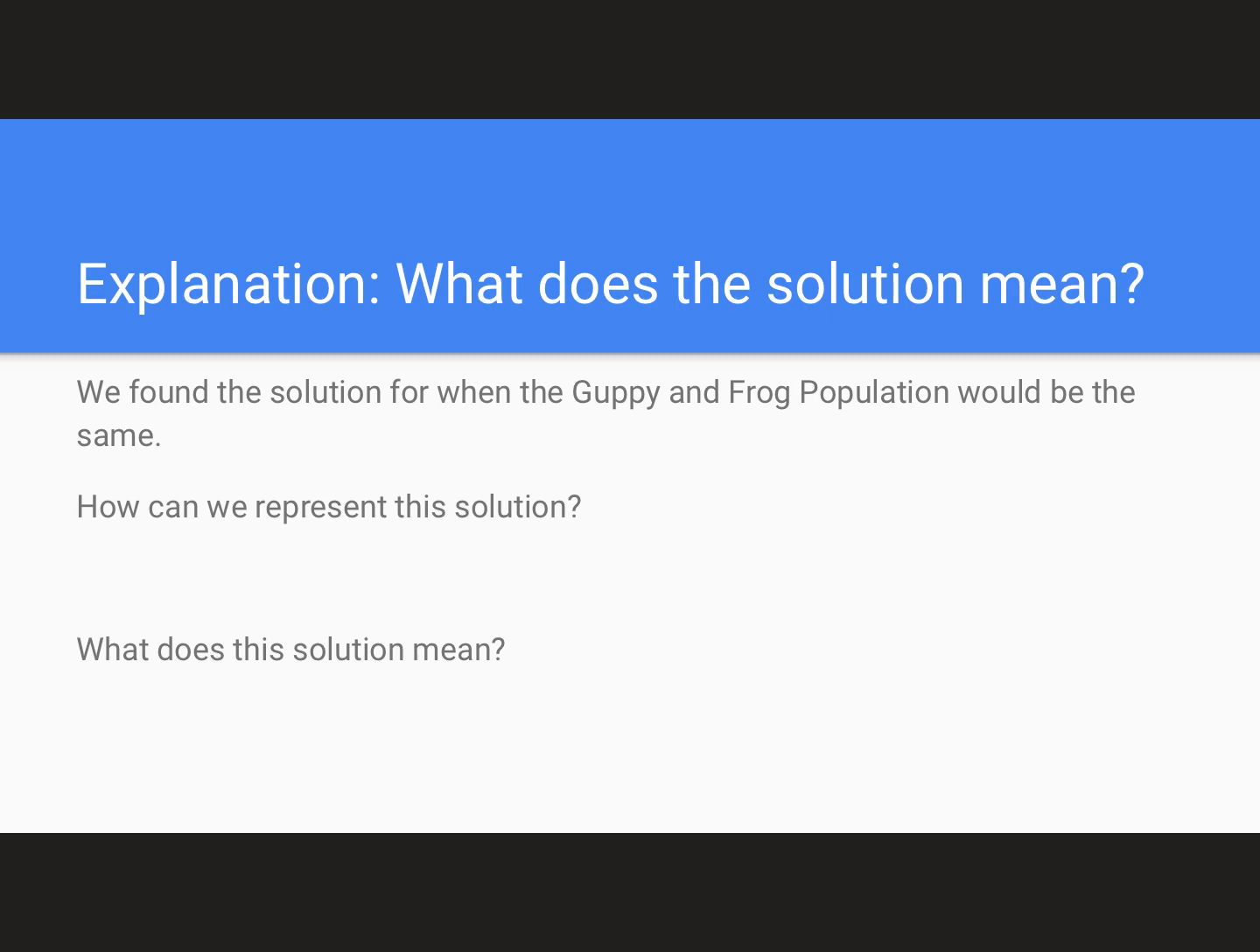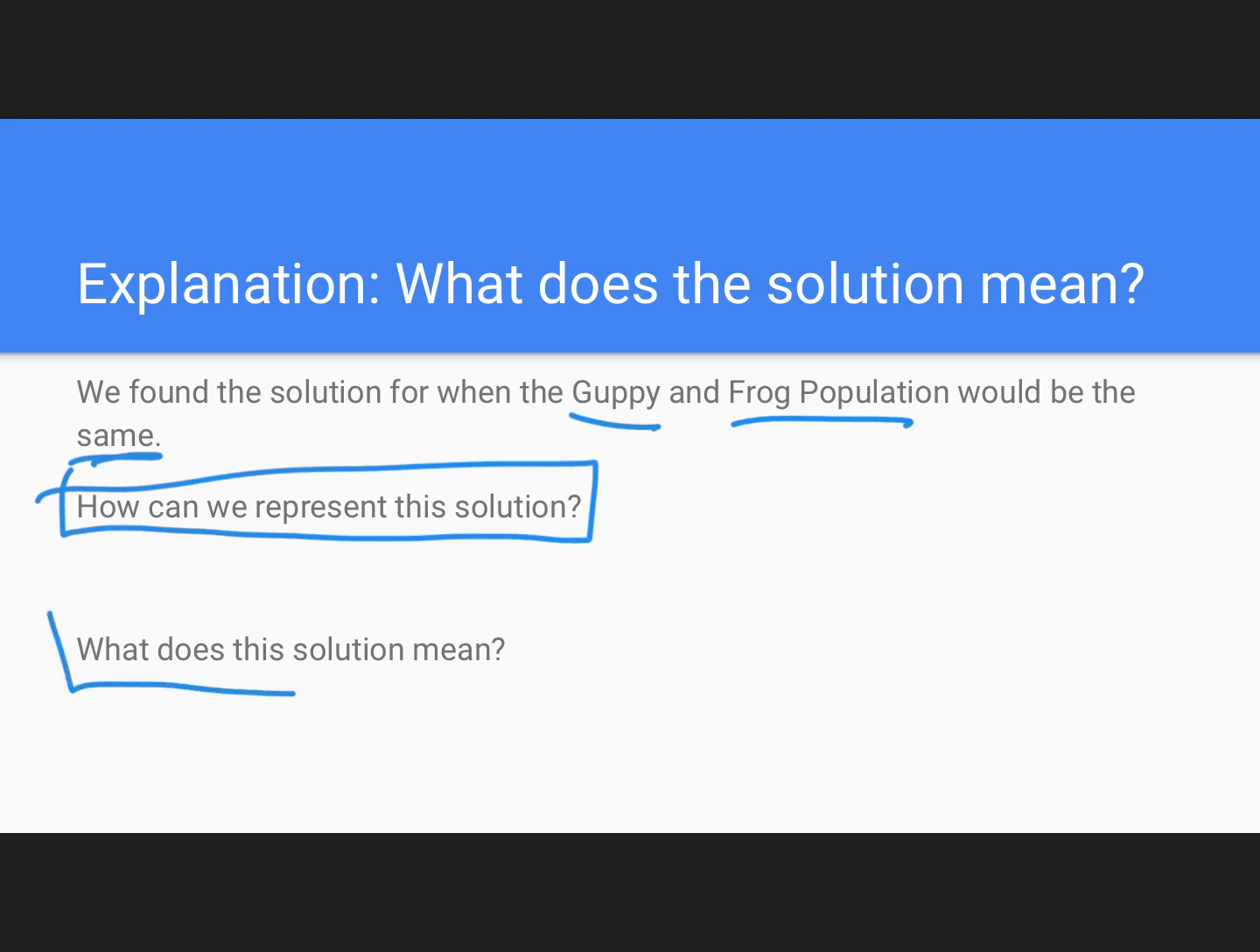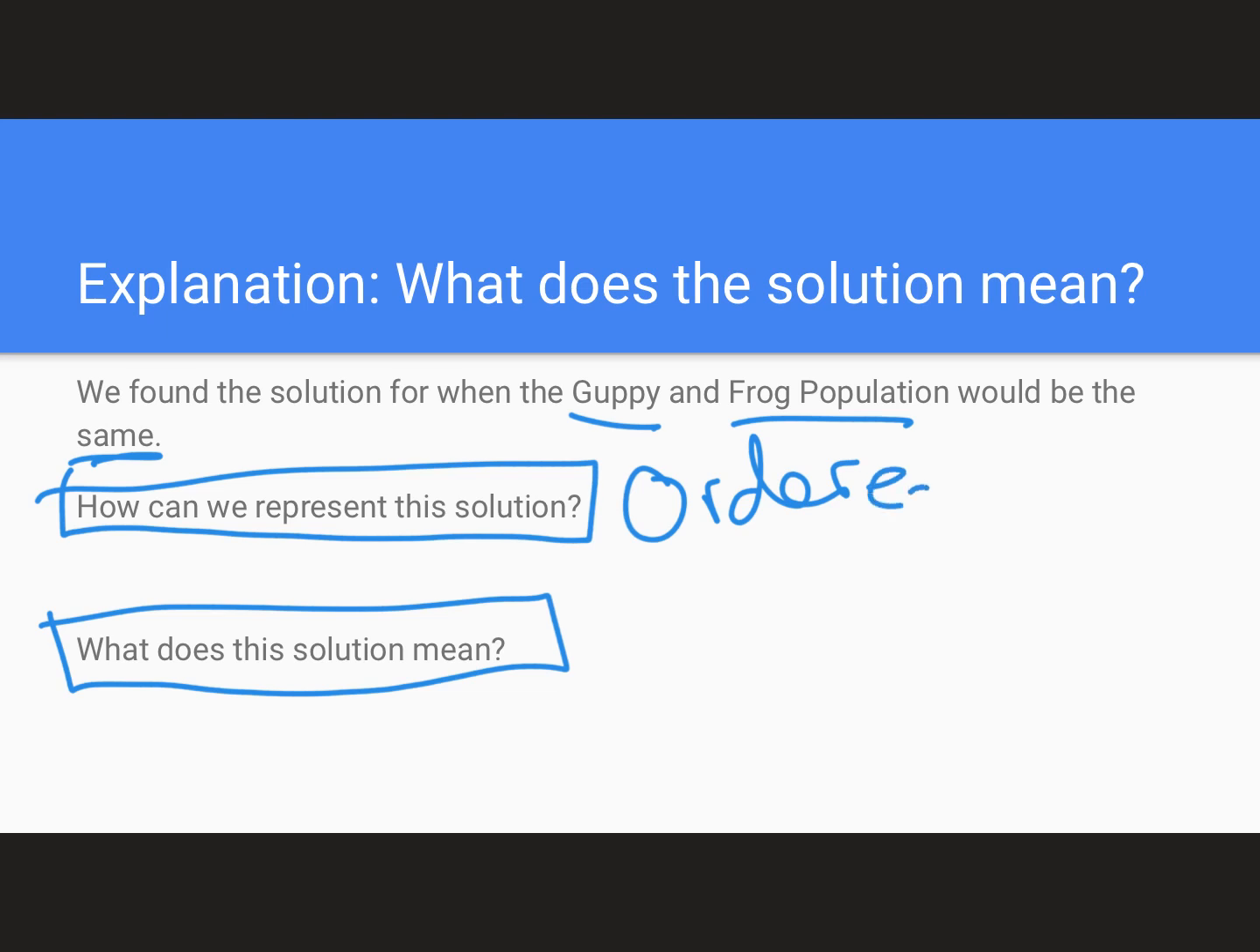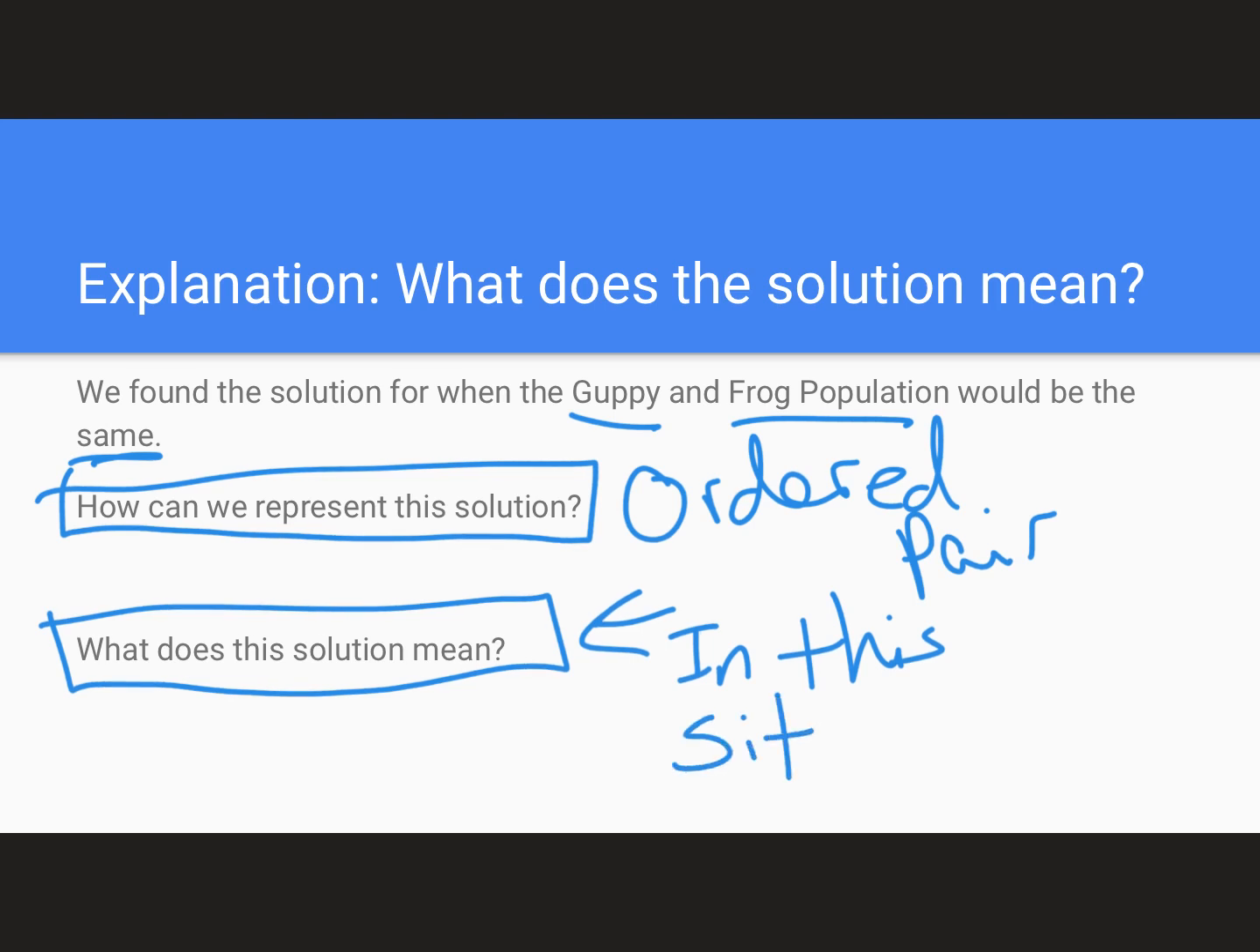Okay, so then let's talk about what the solution means. So we found the solution for where the guppy and frog populations would be the same. How can we represent this solution? And what does the solution mean? How we can represent it is an ordered pair. We have an ordered pair, an input and output. And then I want you to tell me what this means in this situation. It should be something about the frogs, the guppies, and the pond. I want you to explain what your answer means.